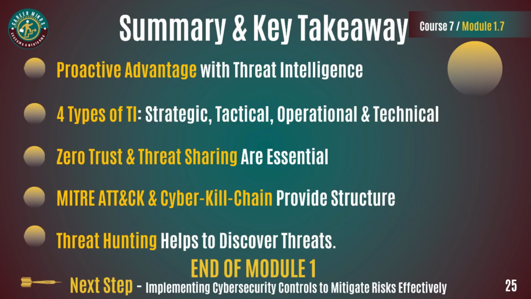So let's now go into the summary and key takeaways of this module. Number one, threat intelligence gives you a proactive advantage in cybersecurity. Number two, there are 4 types of intelligence: strategic, tactical, operational, and technical, and they serve different roles. And then defense strategies like zero trust and threat sharing are very essential. Frameworks like MITRE ATT&CK and the Cyber Kill Chain provide structure. And finally, threat hunting allows organizations to discover threats that tools may actually miss.